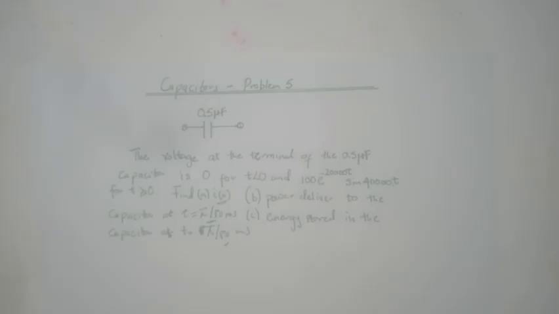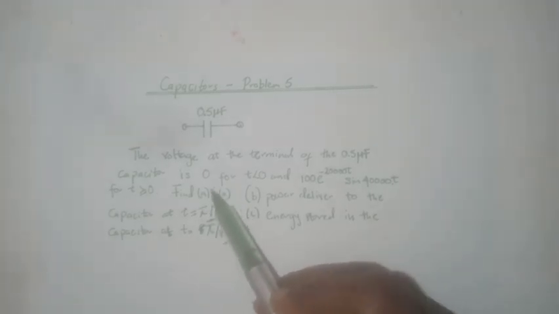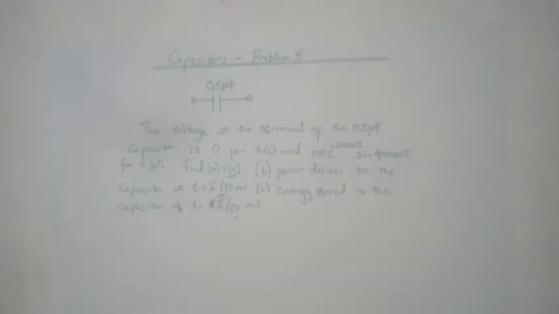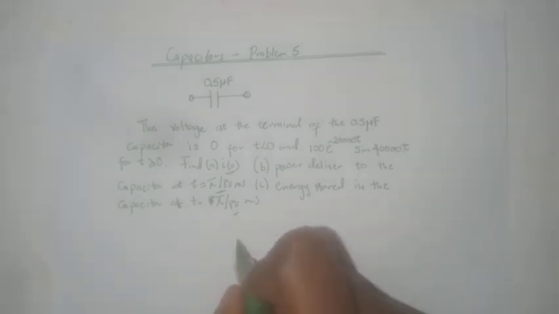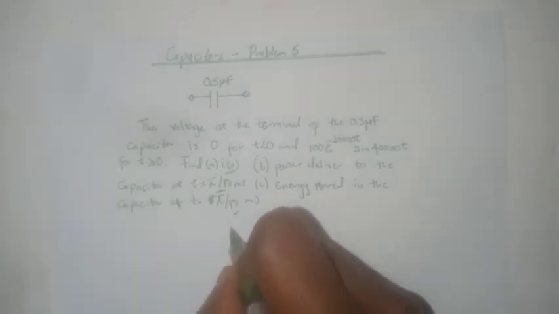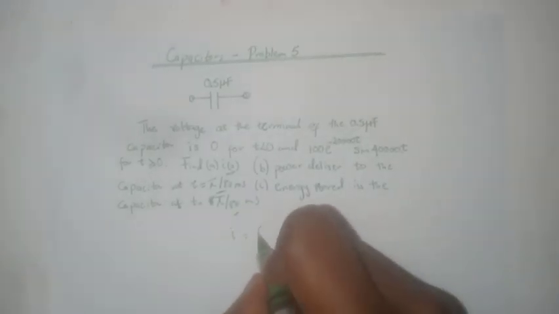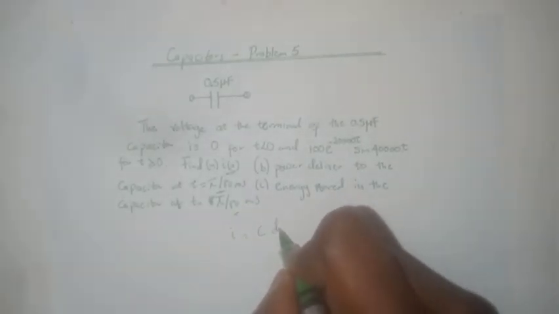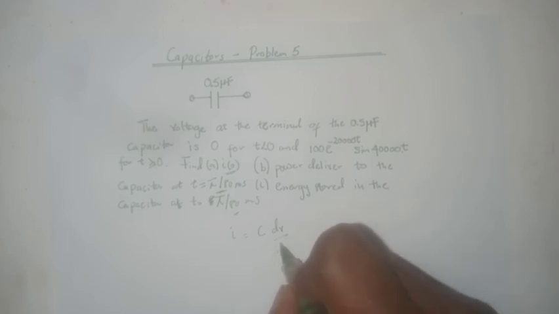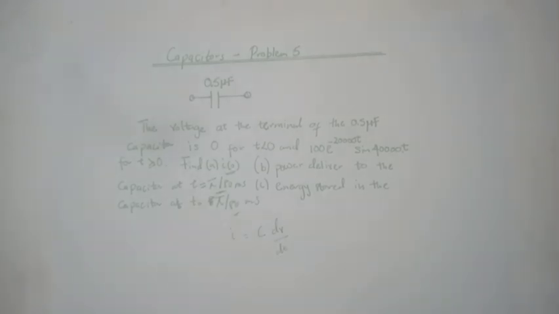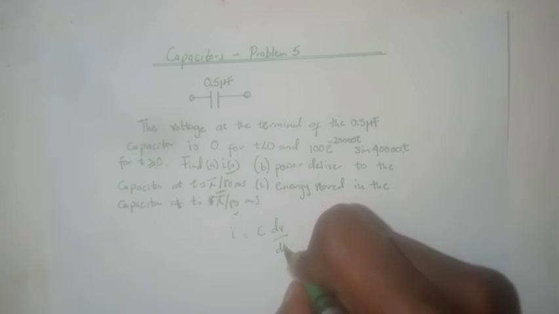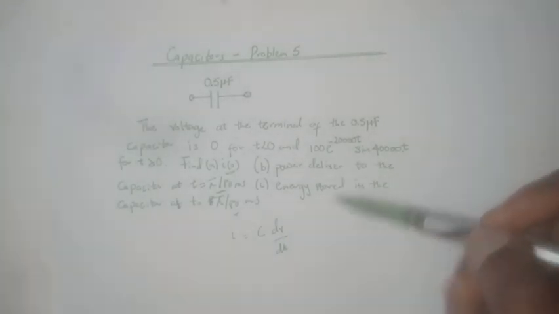It's a problem with a very easy solution. We're just going to have to do a little bit of calculus. Now we want to find I at t equals 0. First things first, we know that I across a capacitor is equal to C dV/dt. So we have to find I naught. We have to know the value of dV/dt.